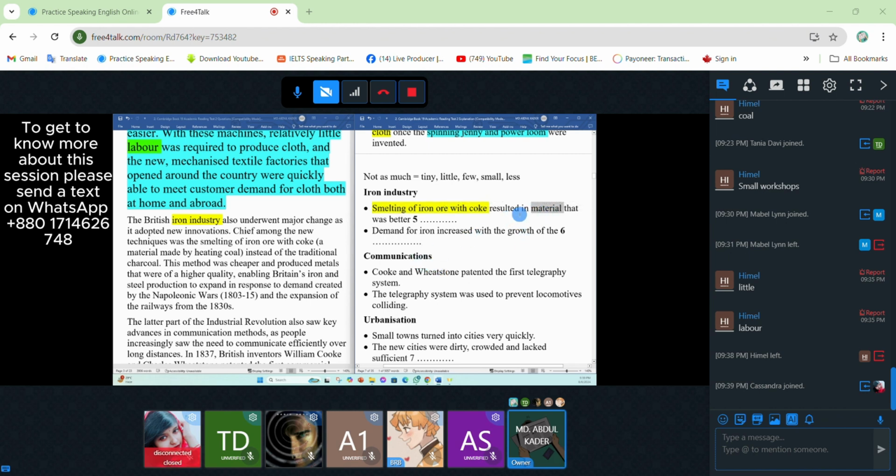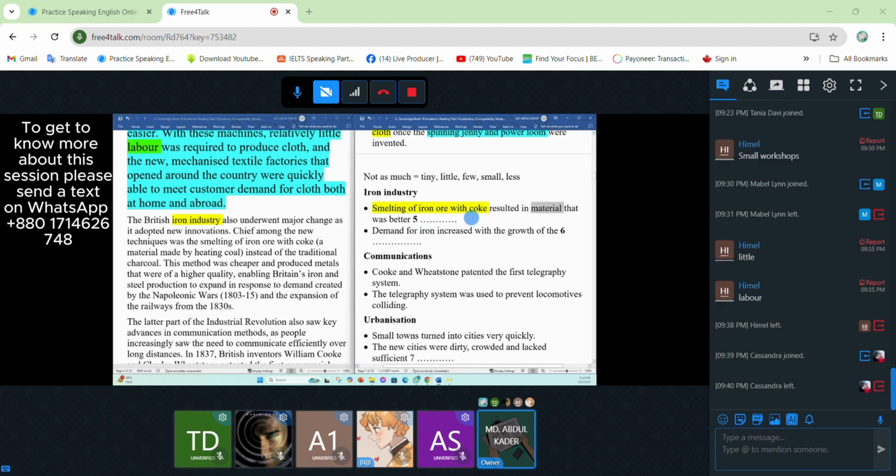So after smelting of iron ore with coke, it gave a result, and gave a result means gave a material. So what kind of material did it give? It gave a material that was better dash. So we have to find the correct answer, and better is another keyword, and we should also highlight the word material.